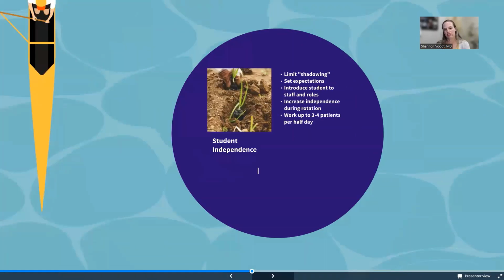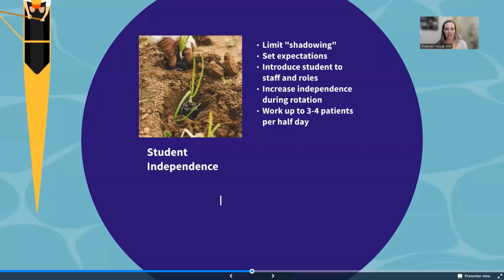Work towards your students' independence. So your students are going to love this because they love being independent. They are excited to be in the clinical environment. They want to be independent physicians. And it's going to help you because it's going to make your student way more helpful for you in your clinic. We really want to limit shadowing.